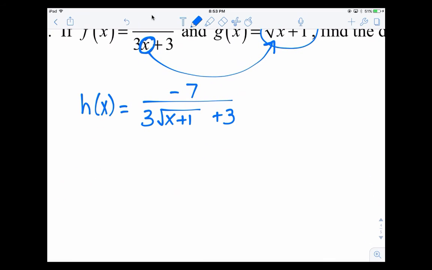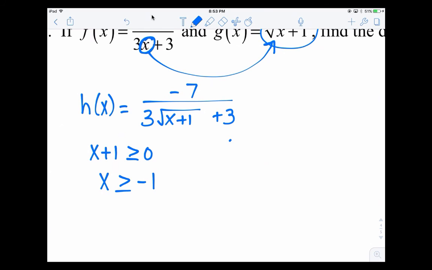Okay, so now I want to find the domain of this. You have a rational function, so you have to be worried about what the denominator is, and it also has a square root, so you have to be worried about what's inside the square root. Okay, so x plus 1 needs to be positive, so that tells me that x has to be greater than or equal to negative 1.